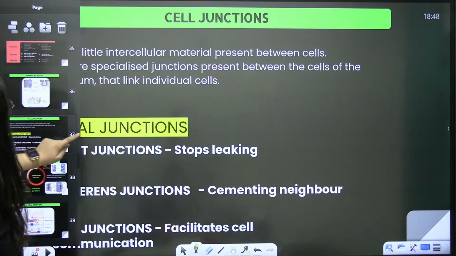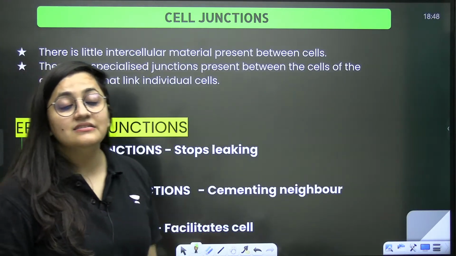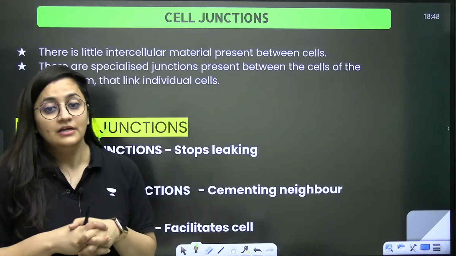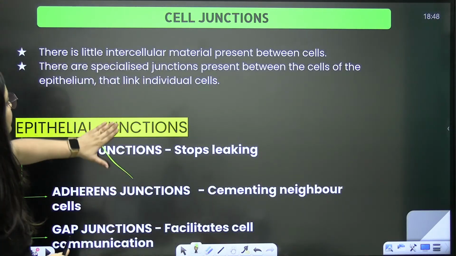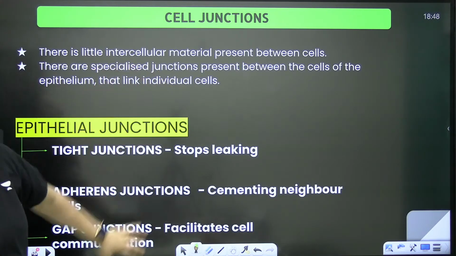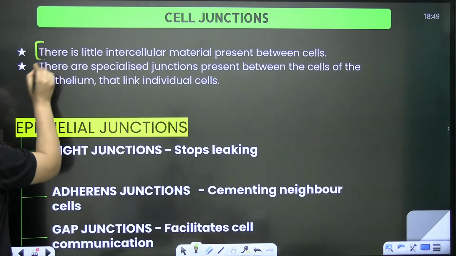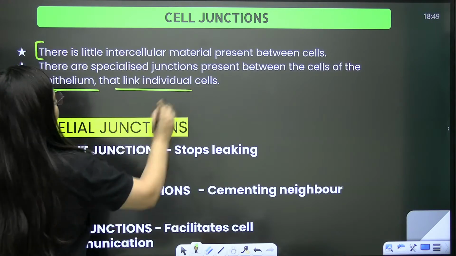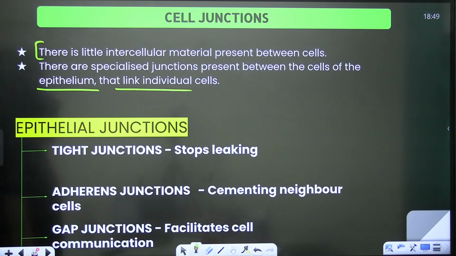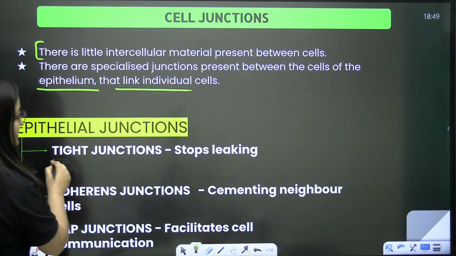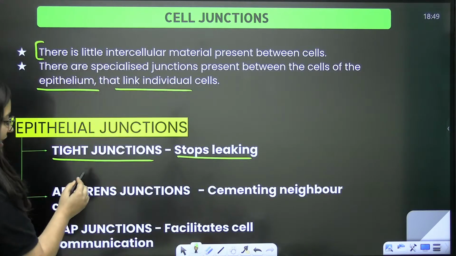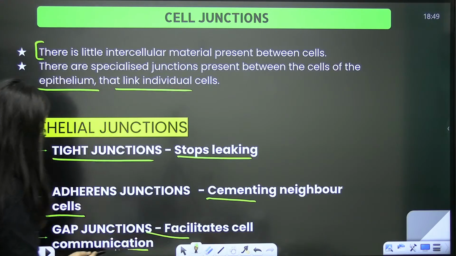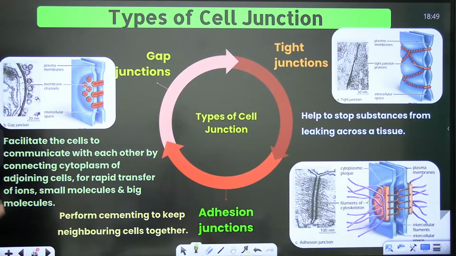I was telling you about the cell junctions, that in epithelial cells no intercellular matrix is there, so we need to hold the cells together. Here you can see the cell junctions. There is a little intercellular material between cells, and specialized junctions link the individual cells of the epithelium. Tight junctions stop leakage. Adherens junctions cement neighbor cells. Gap junctions facilitate cell communication.